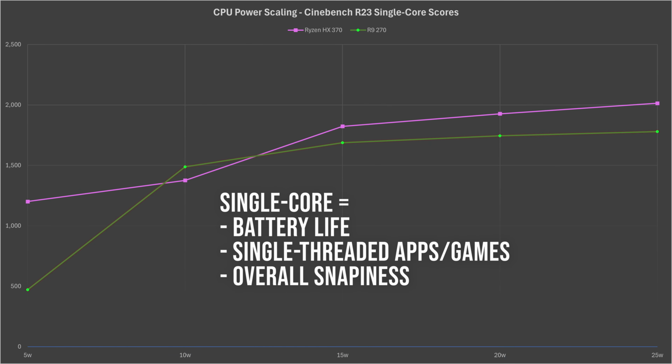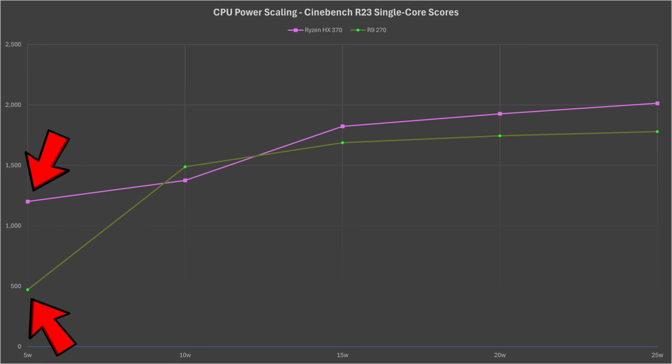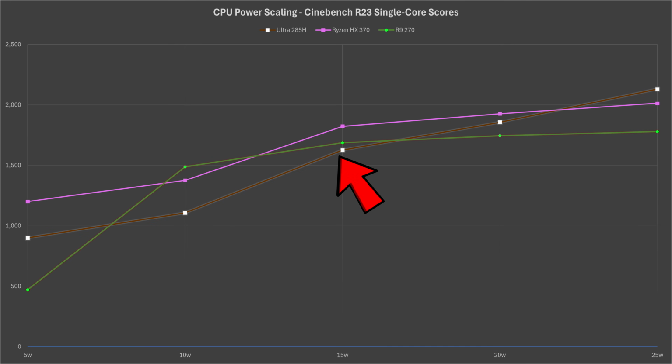And single core performance also matters a lot for battery or single threaded programs. So that's where this comes in handy. You can see the HX370 is quite a bit better at 5 watts here. That's going to give you more snappiness on battery. Again, at 10 watts, they're about the same, but just like in the multi-core, the HX370 starts to pass the Ryzen 9 270 once you're beyond 10 watts. And the 285H is actually a little bit behind both until you hit 20 watts, and it actually starts to surpass both of them, but just barely.